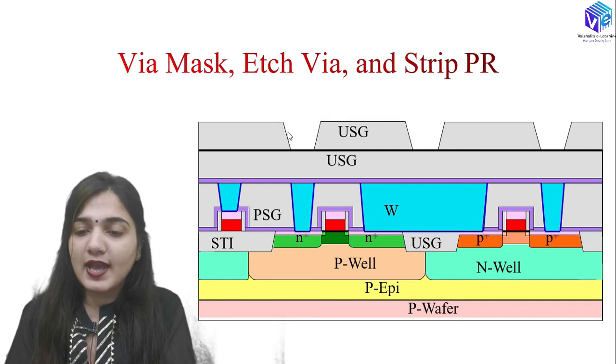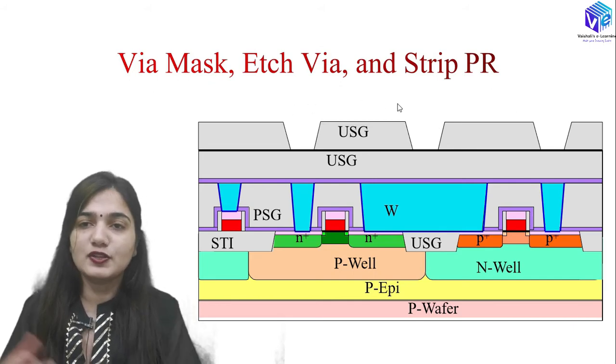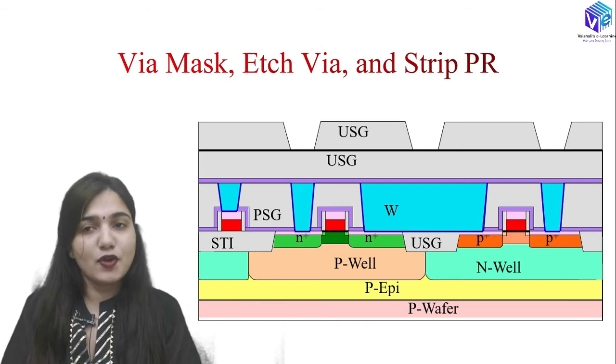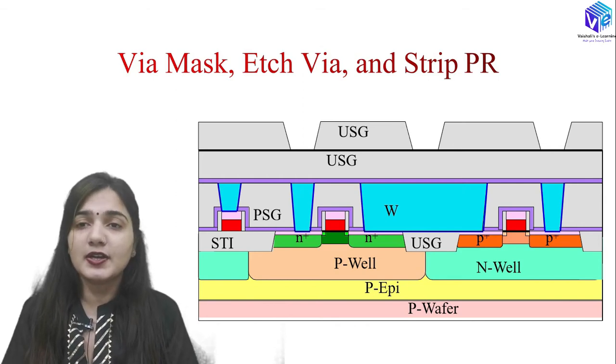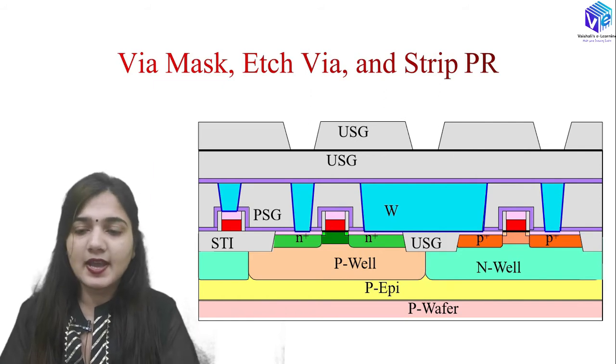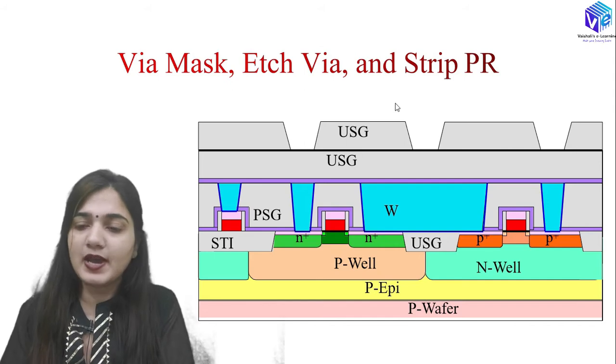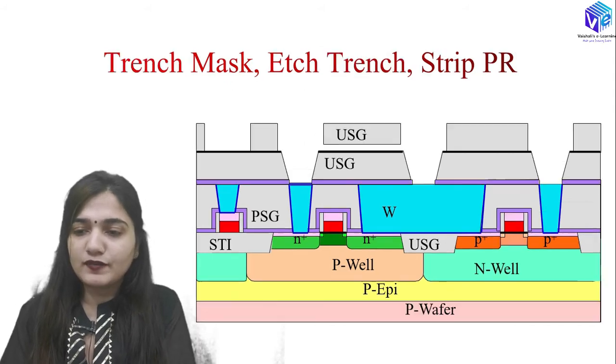So we are going to etch the via and then we are going to strip off the photoresist. This is how the via trenches look right here, after I have stripped off the photoresist. First of all, I will be using a mask for the photolithography process at the particular location where I want the via trench. I will be using the mask and removing the USG layer over that with the help of the mask, and then I will be stripping off the photoresist.